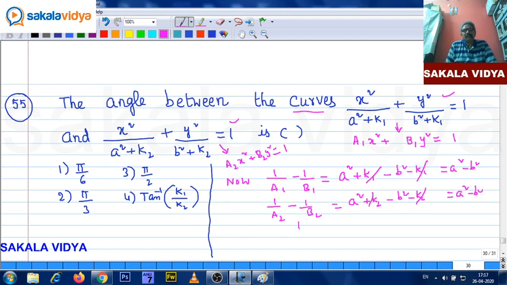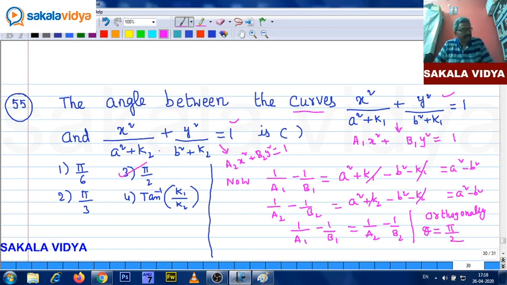That means the orthogonal condition is going to be satisfied. You check it now: 1 by a1 minus 1 by b1 equals 1 by a2 minus 1 by b2. Therefore, the curves are orthogonal. They cut orthogonally, or theta is equal to 90 degrees, pi by 2. So, third option.